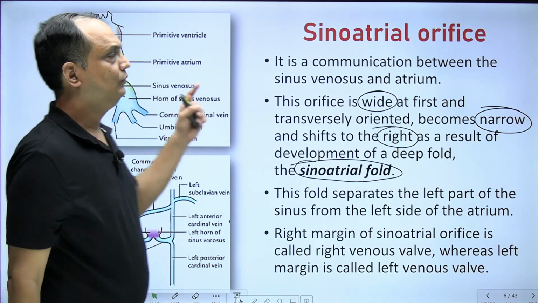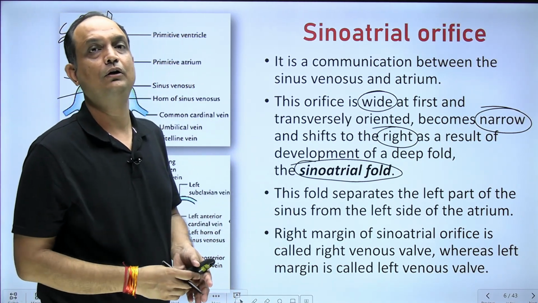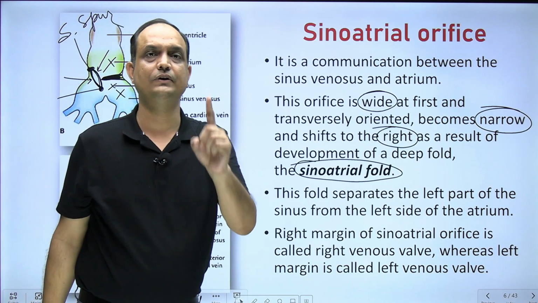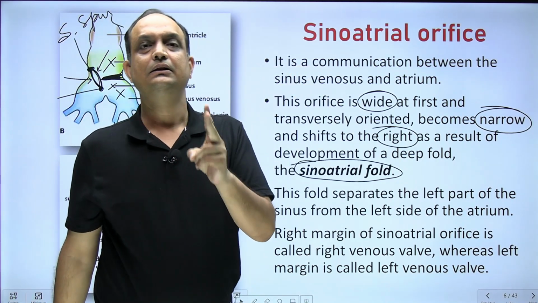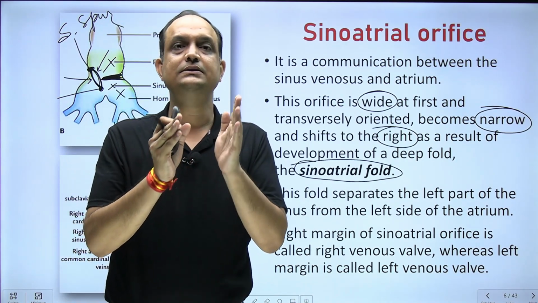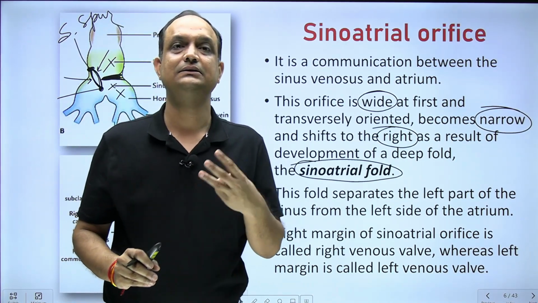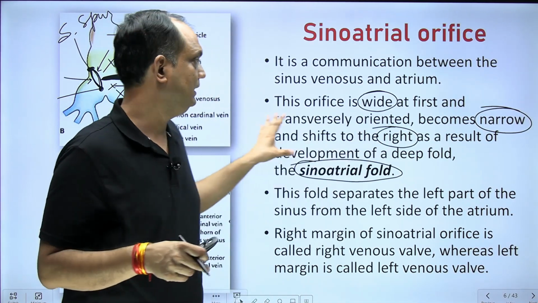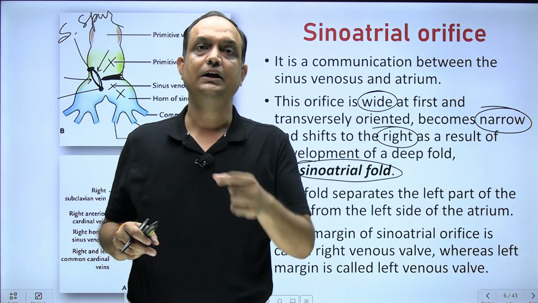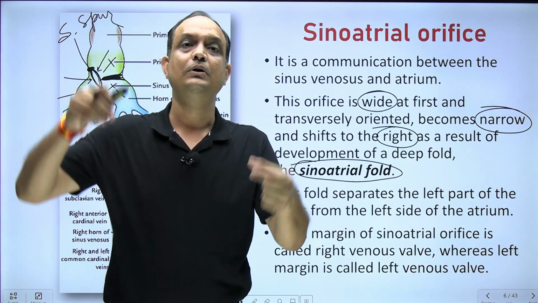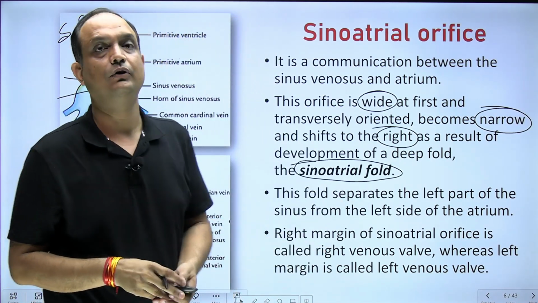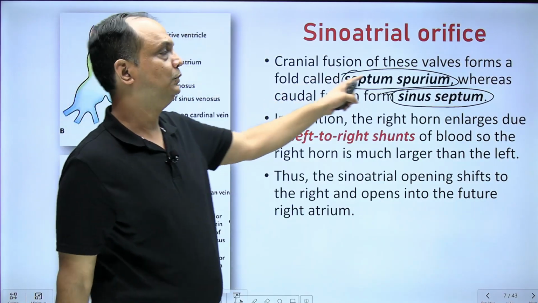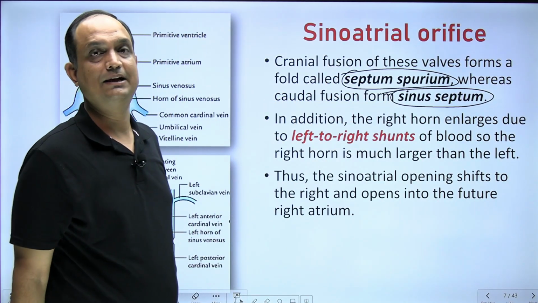Clear? So when you are talking about the sinoatrial orifice changes, what are the changes? The first change is that from a wide opening it becomes narrow. Second, the narrowing is not centrally placed, it is shifting towards the right side. Third, the narrowing is changing the orientation, it is no longer horizontal, it becomes vertical, and it has the two folds, right and left sinus wall. The upper end forms the septum spurium, and the lower end is known as sinus septum.